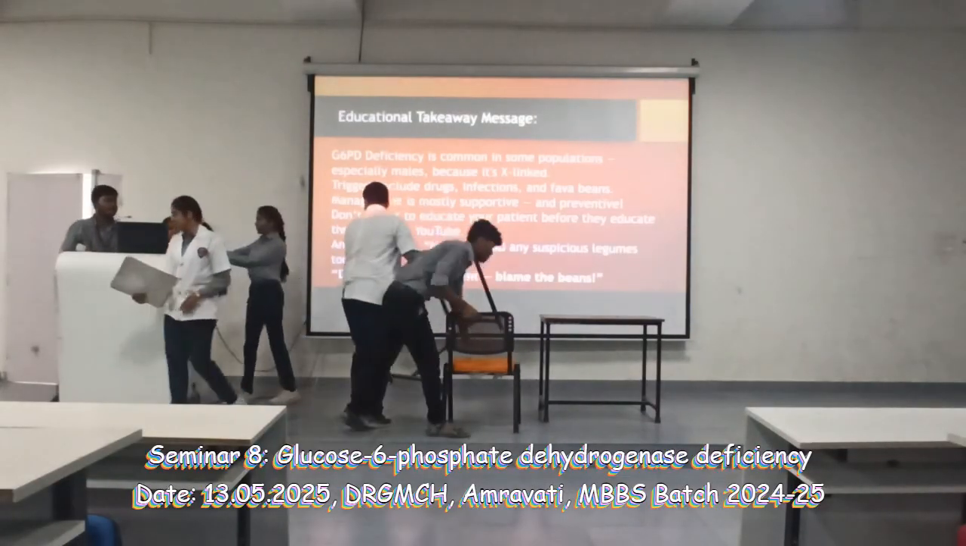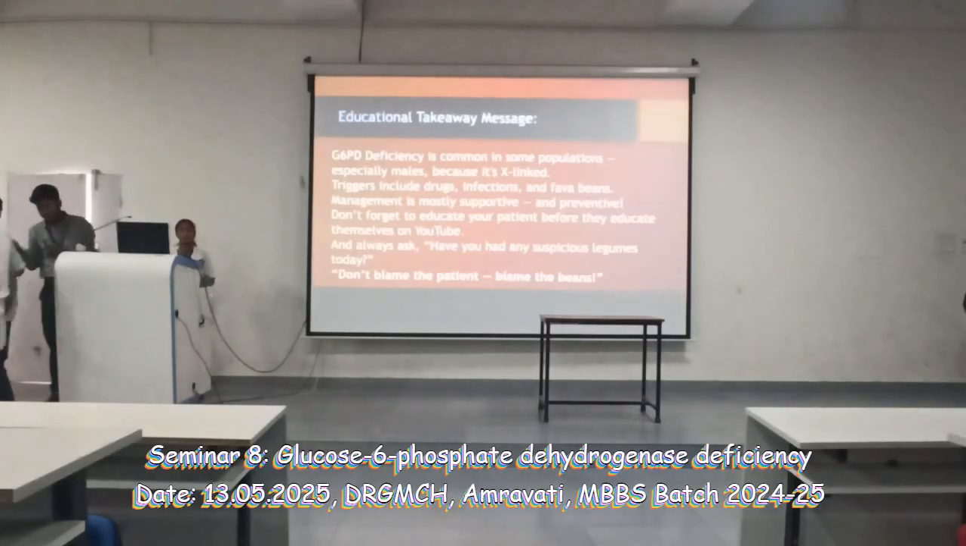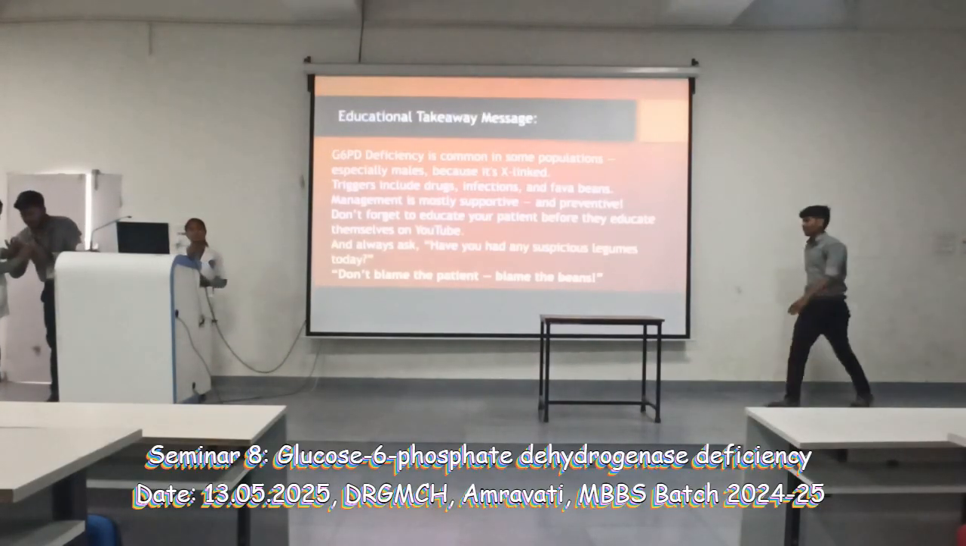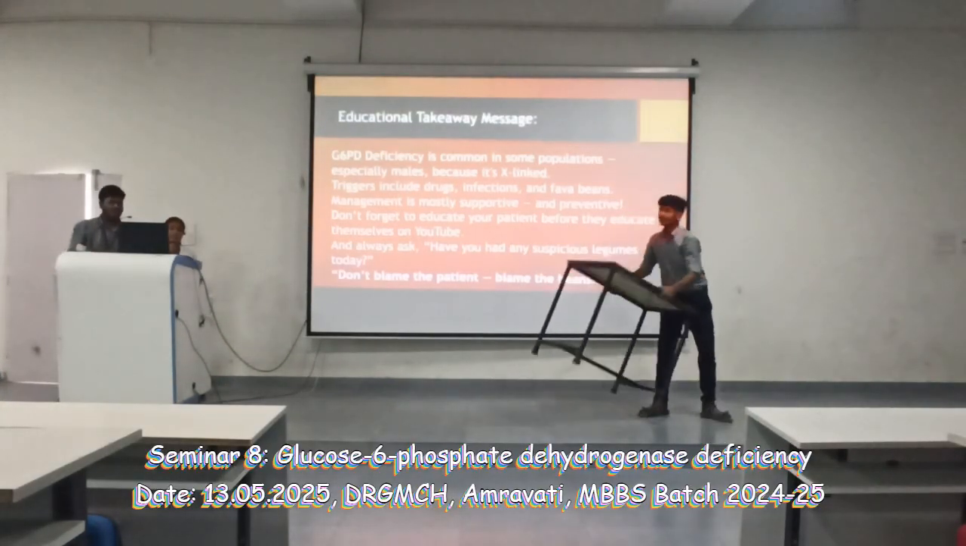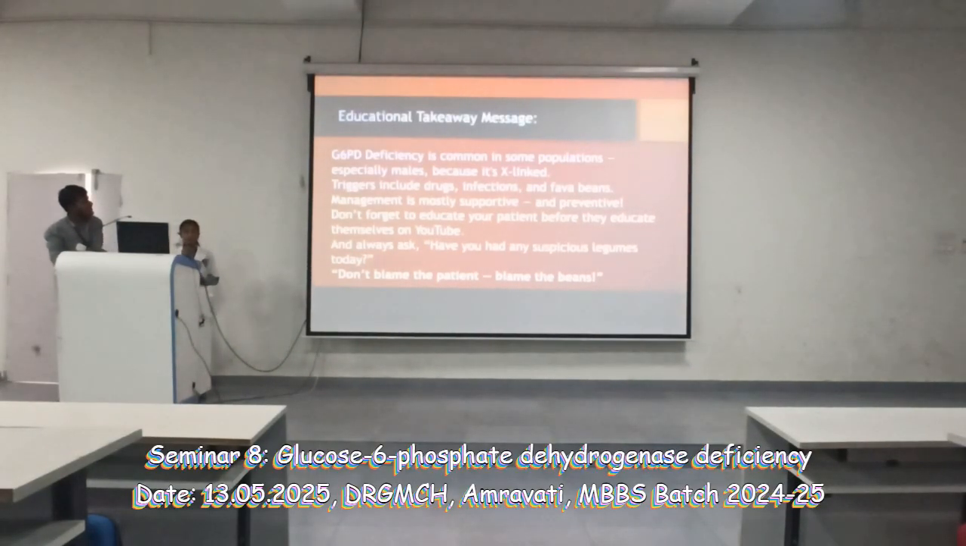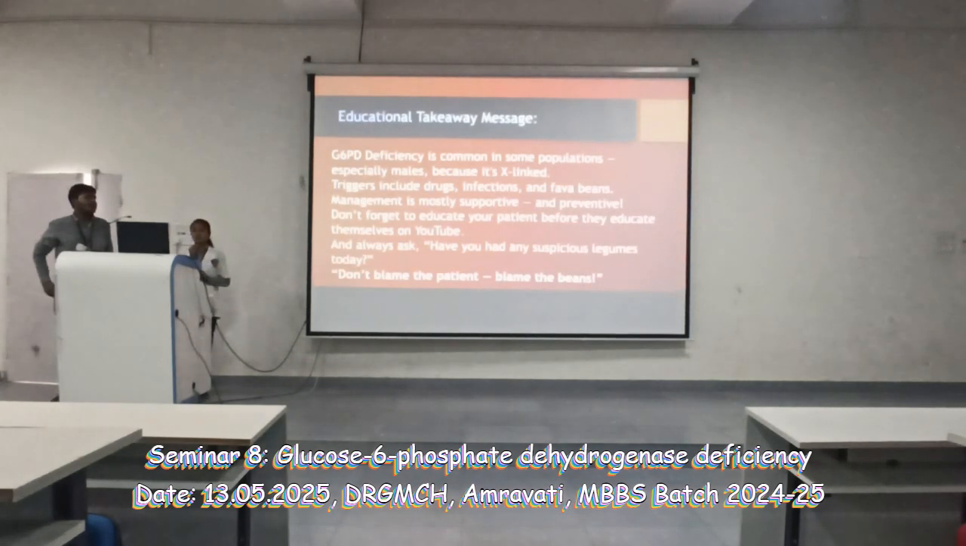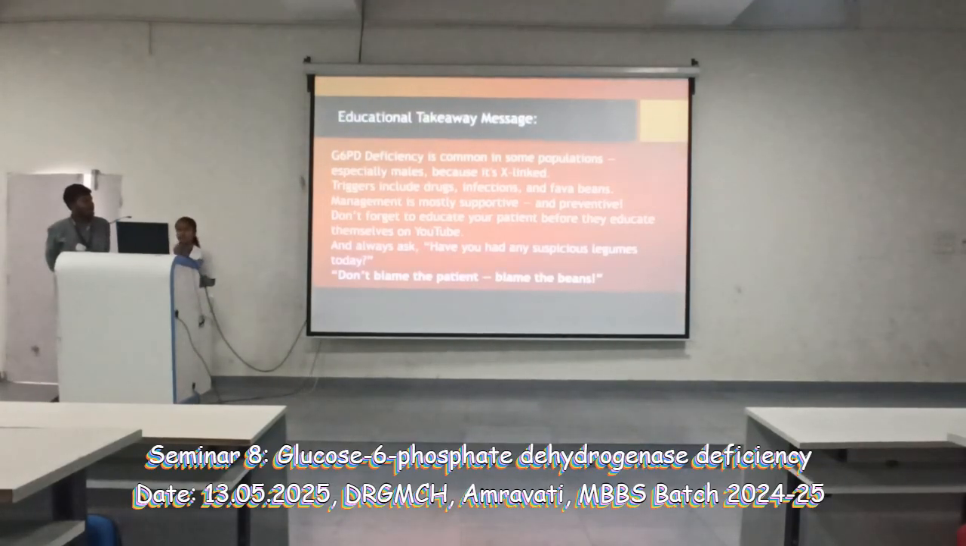Here is the educational takeaway message for you. G6PD deficiency is common in some populations, especially males, because it's X-linked. Triggers include drugs, infection, and fava beans. Management is mostly supportive and preventive. Don't forget to educate your patient before they educate themselves on YouTube. And always ask, have you had suspicious legumes today? Don't blame the patient, blame the beans.